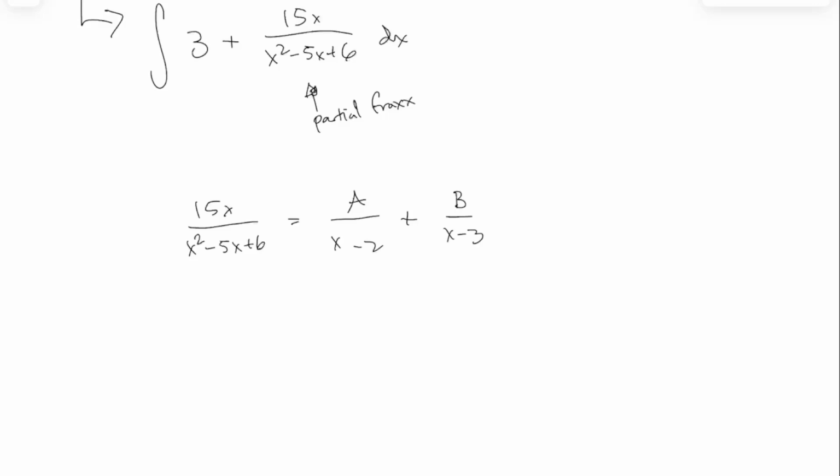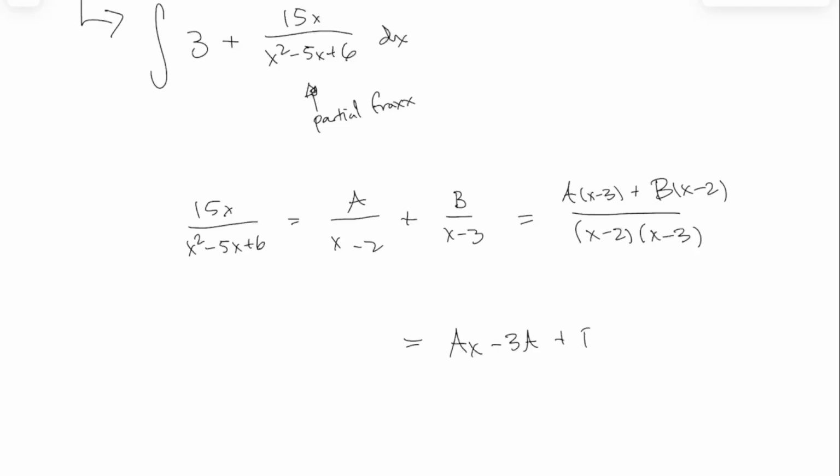And then I hope you recall the partial fractions technique. So on the right-hand side, I'm going to make a common denominator and actually add this up. The common denominator is the same stuff on the left. It's the product of those two things. And on top, I have A times x minus 3 plus B times x minus 2. Up top, if I distribute, that is Ax minus 3A plus Bx minus 2B.